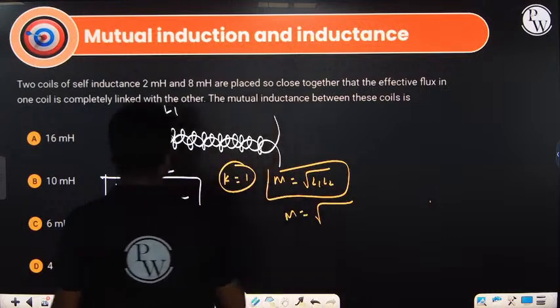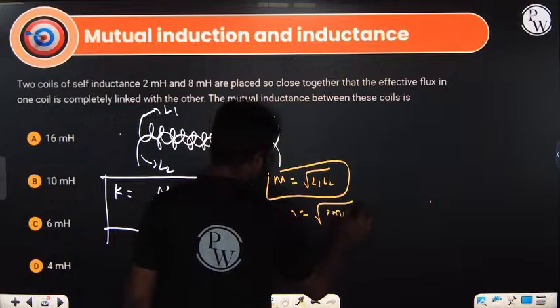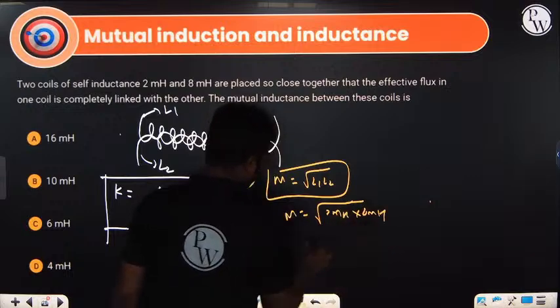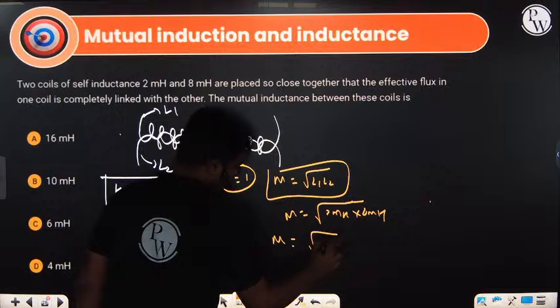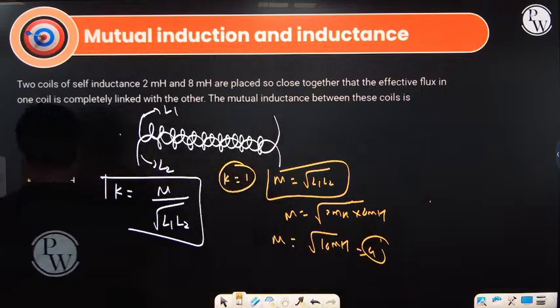What is L1? 2 millihenry multiplied by 8 millihenry. We are getting how much? Under root of 16 millihenry, so the answer is 4. The option is option D.